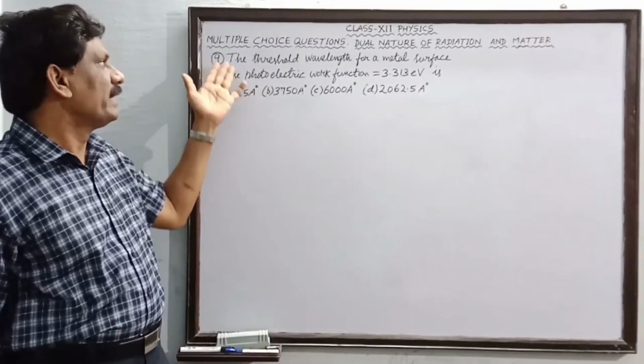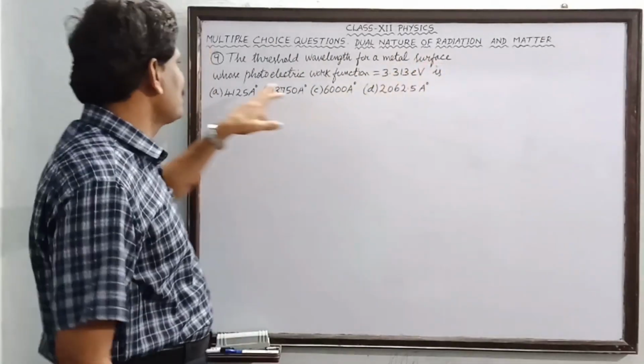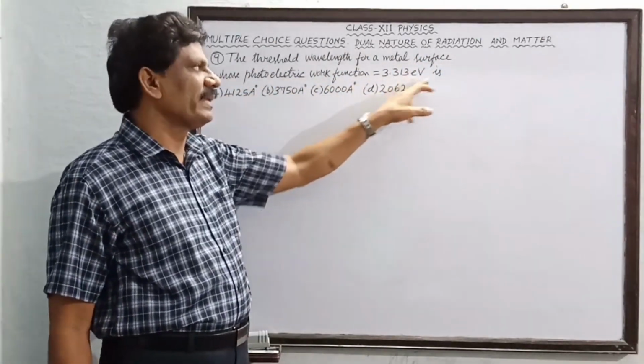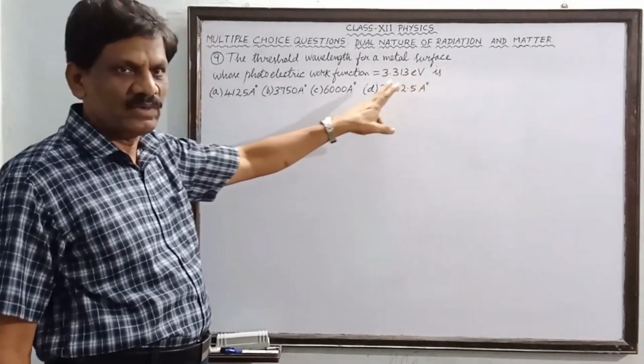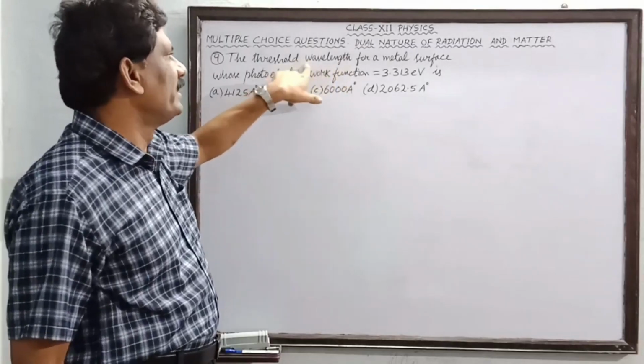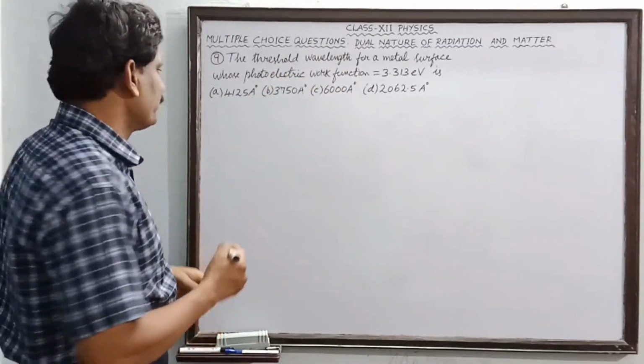Yes, students, the ninth sum: what is the threshold wavelength for a metal surface whose photoelectric work function is equal to 3.313 electron volt? We have to find out. What is given is the work function, and what is asked is the threshold wavelength. Both are related by one equation.